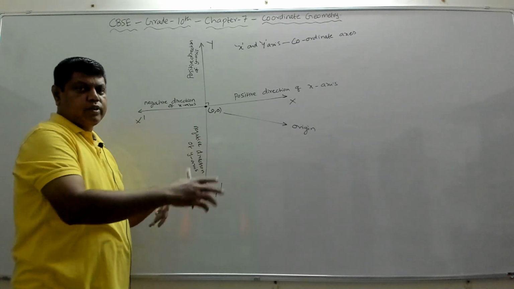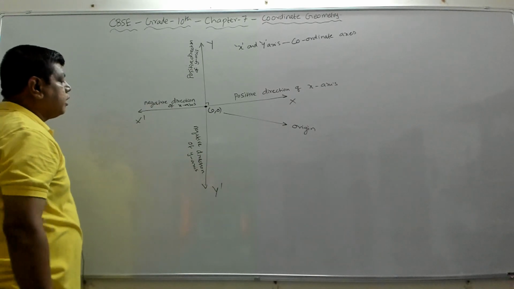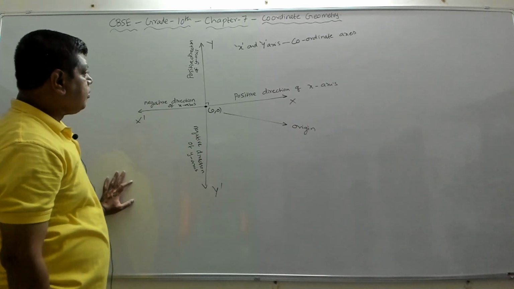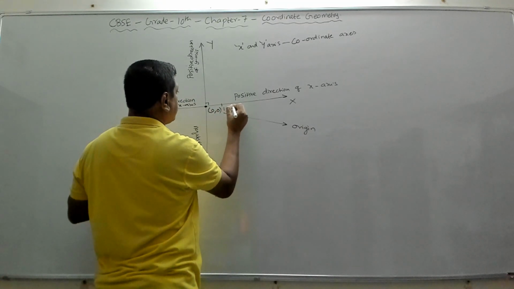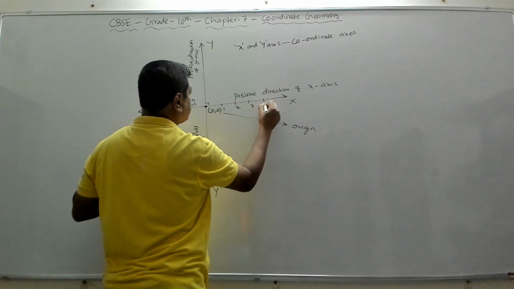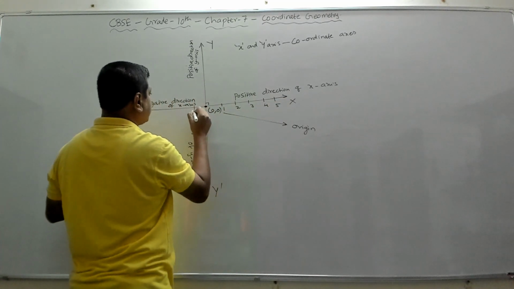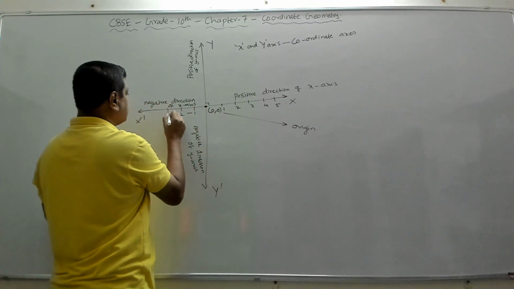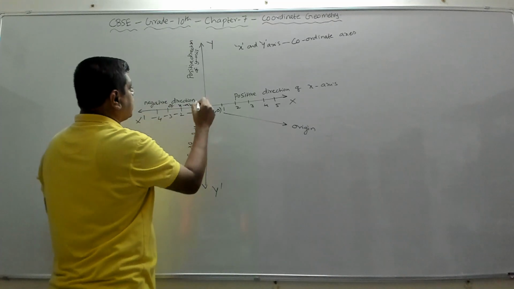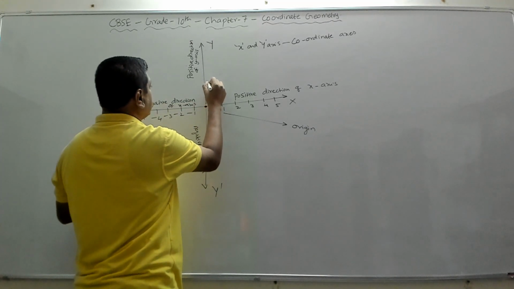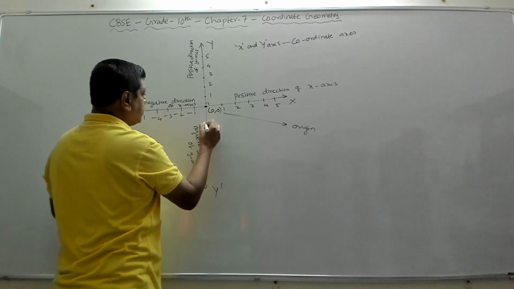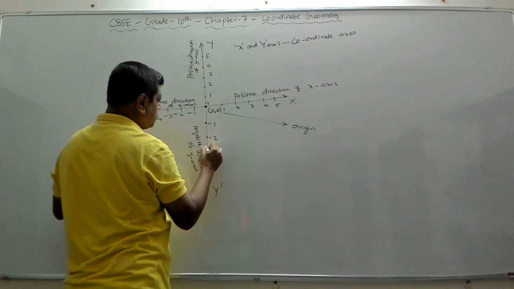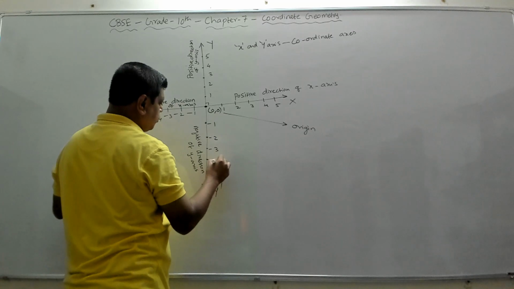You might have studied these already. I'm just trying to refresh what you had studied in 8th as well as in 9th standard. Then, see, on the x-axis this is 1, 2, 3, 4, 5. Similarly here you have -1, -2, -3, -4 and so on. And on the y-axis it is 1, 2, 3, 4, 5, and here you have -1, -2, -3, -4 and so on.